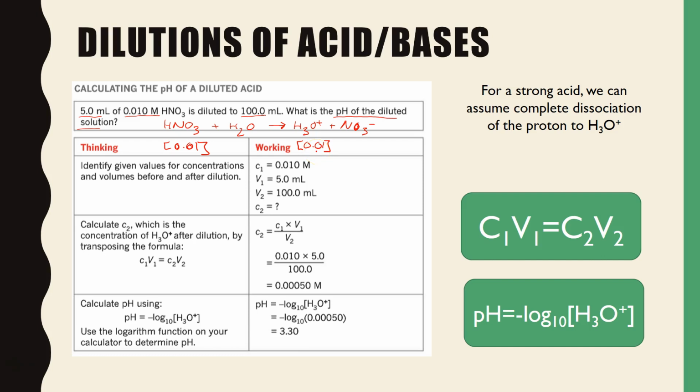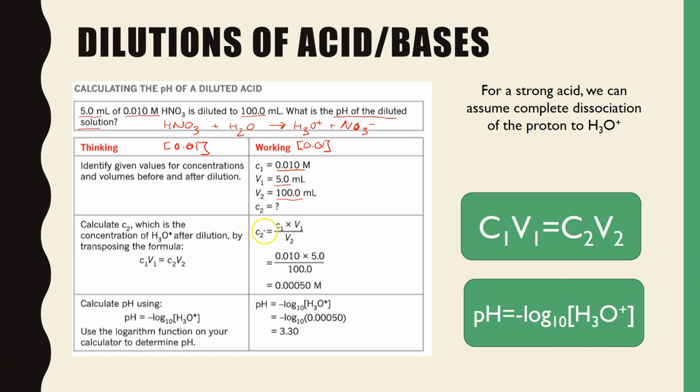Keep that in mind in a little bit. So the initial concentration is 0.01, the initial volume is 5 mL, and the final volume is 100 mL. We need to calculate the final concentration because we want to work out the amount of the diluted solution. The amount of the diluted solution will be the concentration of hydronium, or the concentration of nitric acid, and then we can use that to help us calculate the pH of the solution by subbing in the concentration of H3O.